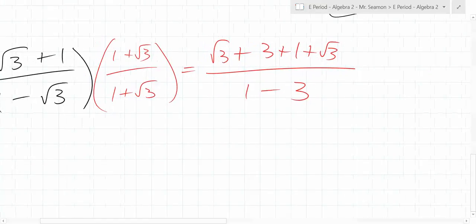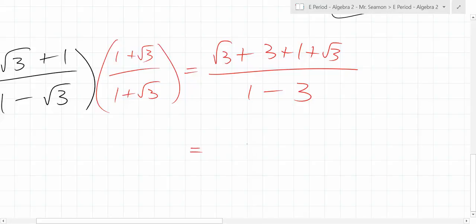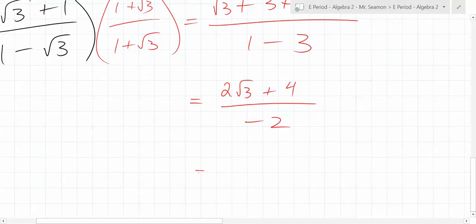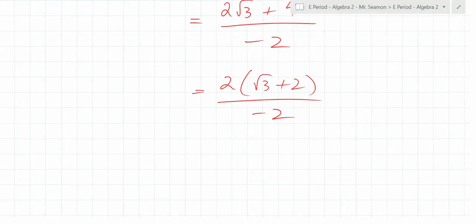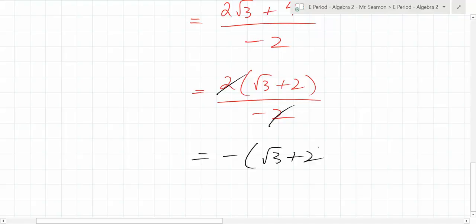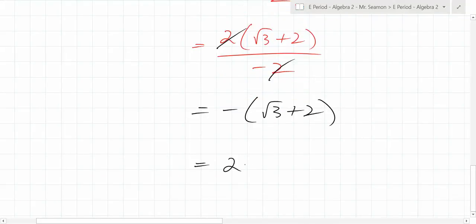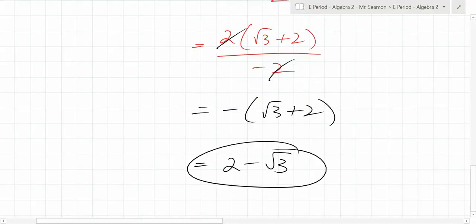So on top, what does the top simplify to? How many root 3's do you see? 2 root 3 plus what? 4, all over what? Negative 2. What can you factor out of the top? A 2. So it's root 3 plus 2 all over negative 2. What cancels? The 2's cancel, but what are you left with? Negative root 3 plus 2. So what's the answer going to be? 2 minus root 3. That would be the awesome final clean form.